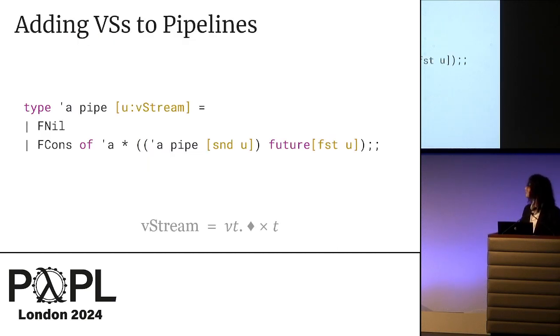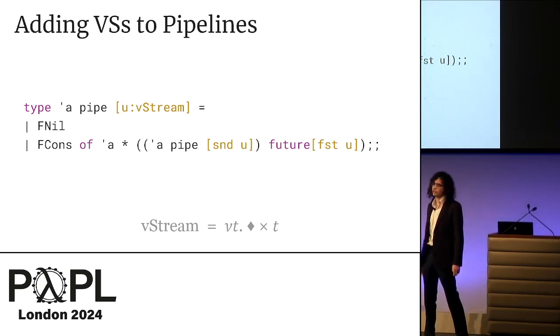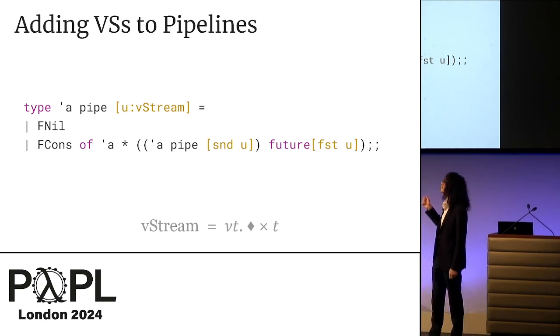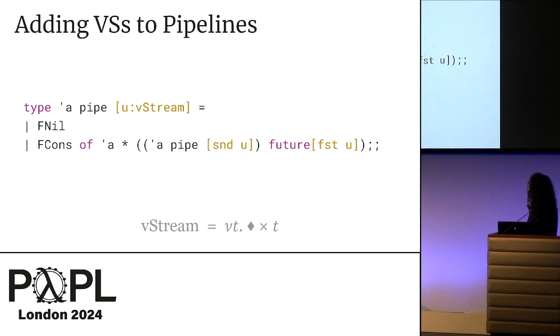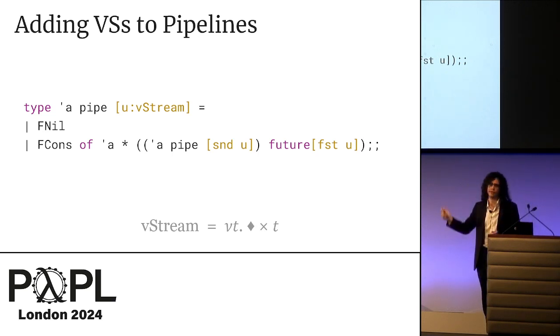So the first step is going to be the type of the pipeline data structure itself. What we do is we index the pipeline type with a vertex structure. And this vertex structure is going to be the one representing this pipeline. Now, why do we choose vertex stream? It's because the pipeline type has one future per recursive layer. And we want to mirror that in the type of the vertex structure, which is going to be this vertex stream shown at the bottom. And you'll see this pattern a lot, where we use the head of the stream to reference the future, and then we pass the rest of the stream into the recursive instance.